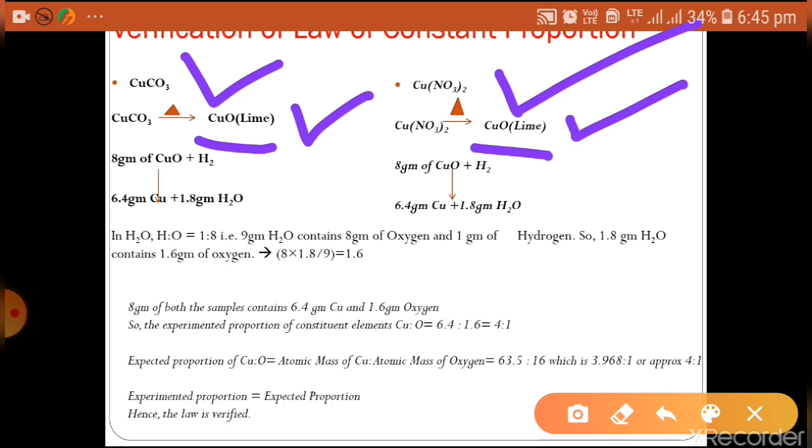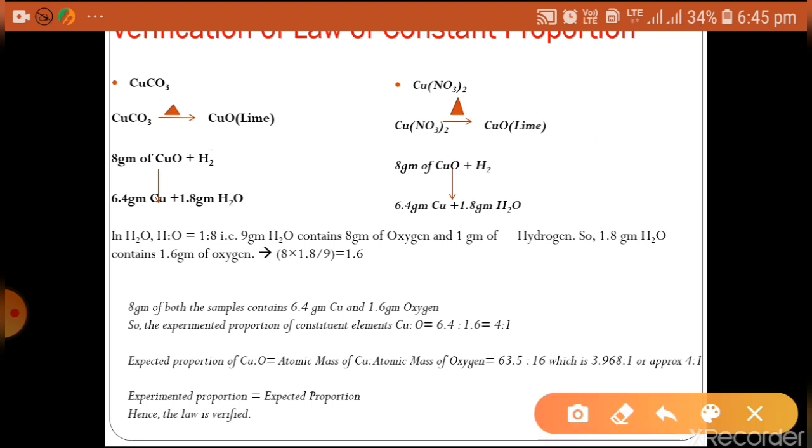So we have to find out whether the ratio of copper and oxygen from both the samples is the same or not. So let us see step by step. Now we are taking 8 gram of copper oxide from the above sample and reacting it with hydrogen gas. So here also we are taking 8 gram of copper oxide and reacting it with hydrogen gas. And after reaction, we are getting 6.4 gram copper and 1.8 gram of water. Here also you are getting 6.4 gram of copper and 1.8 gram of water.